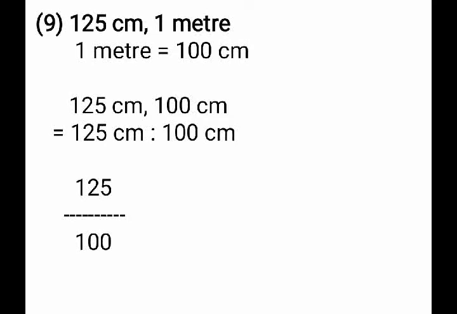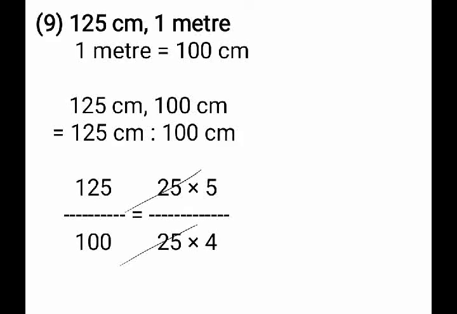Both number 125 and number 100 is going 25 table. 25 5s are 125 upon 25 4s are 100. Cancel number 25 on numerator and denominator. So what will remain?